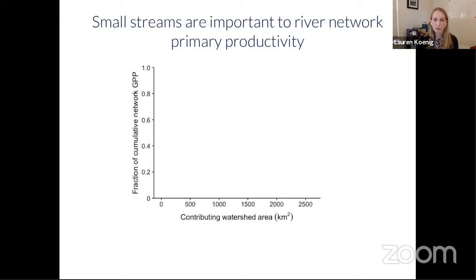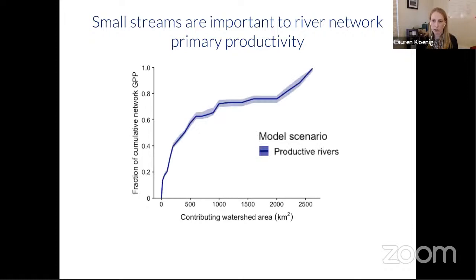And so we did observe that larger rivers become more important as we increase in scale. But if we do consider the fraction of cumulative network GPP, which is the y-axis in this plot, against the contributing watershed area for our entire simulated river network, we can see that small streams remain important to river network productivity. So in this watershed, catchments less than 100 kilometers squared are actually contributing 20% of annual productivity.